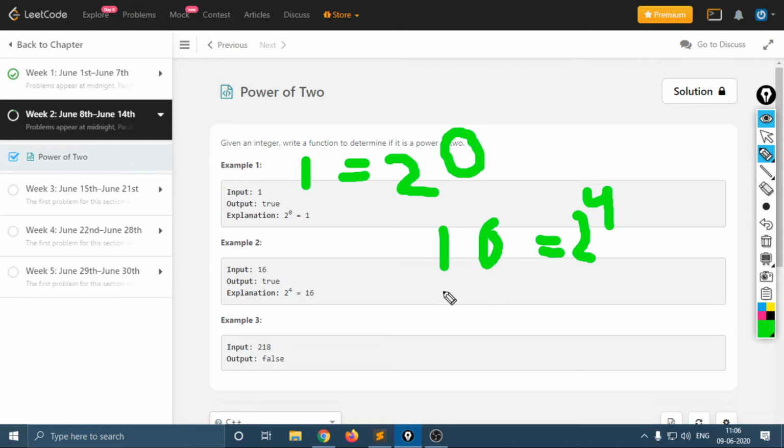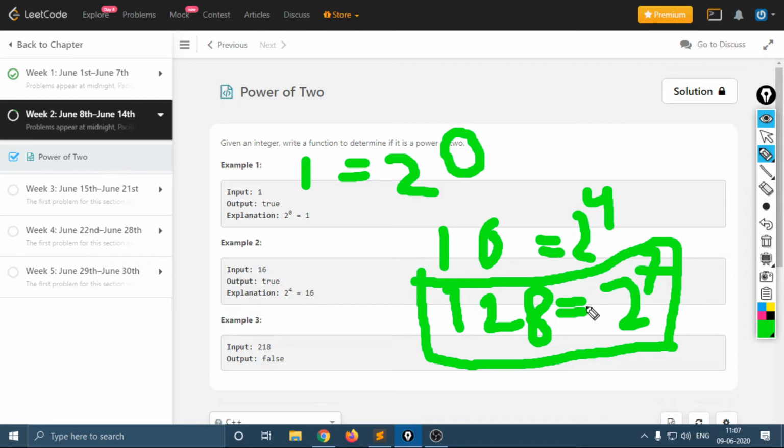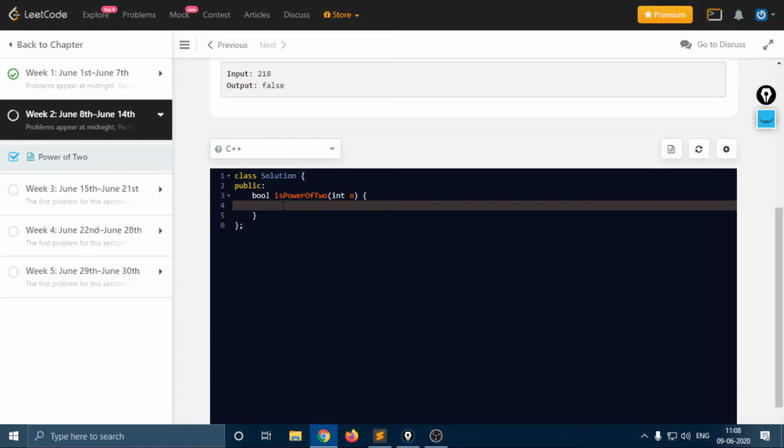If it is 128, we can also represent this by 2 to the power 7. So using this we have to find the value which is given is 2 to the power something or not. So we will solve this. So what we have to do is we have to check that the value n can be represented by 2 to the power something. So how we can do this?